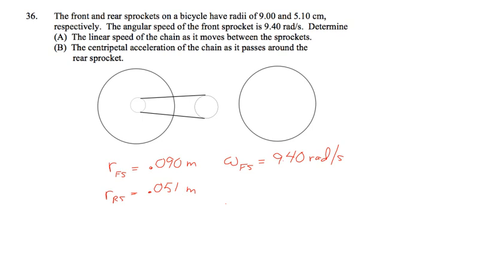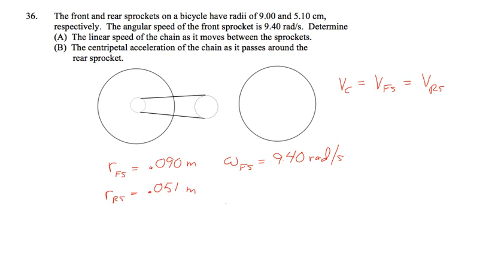Now, the unknown, what they want to know is, what's the linear speed of the chain as it moves between the sprockets? So if I know the V for the front sprocket, that is the V for the rear sprocket, and that's the V for the chain. So I can say that V for the chain is going to equal V for the front sprocket, and it's going to equal V for the rear sprocket. All of those are equal. The chain is going to move at the same speed as it goes around each sprocket.